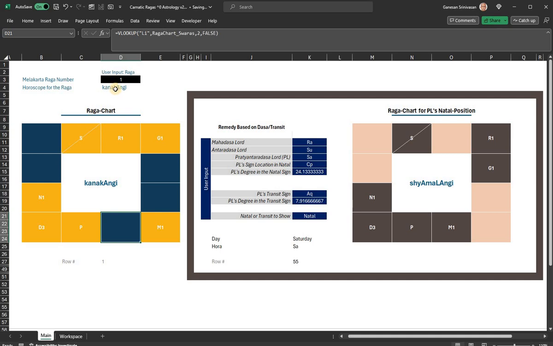He says, in case you are taking Kanakangi, the 12th house is empty here. Maybe this is a raga where you can give remedies for the 12th house. The 12th house could stand for sleeplessness, problems of sleeplessness. The 12th house could be losses. So many other things that we can always associate.